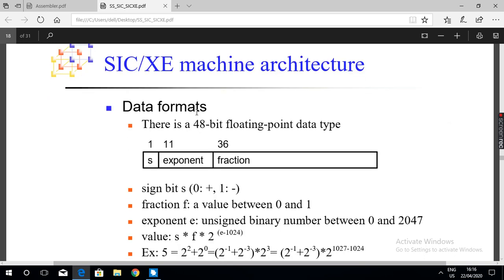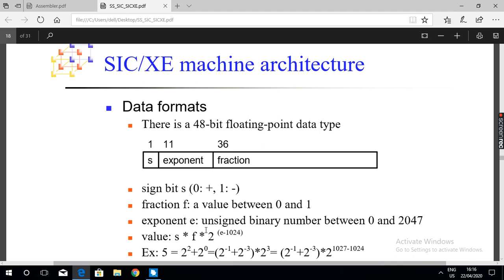So data formats describe how different types of data are stored. Data formats describe the mechanism to store each type of data. How integer data is stored, how character data is stored, how negative values are stored, like that. So integer is stored as a 3-byte, that is 24-bit binary number. Integer value is stored as a 3-byte or a 24-bit binary number.